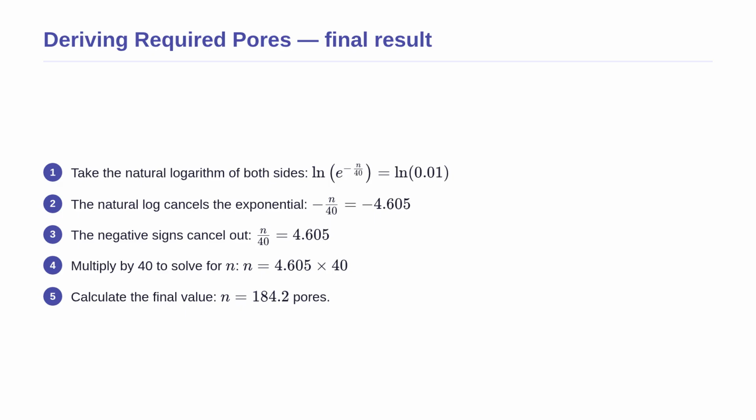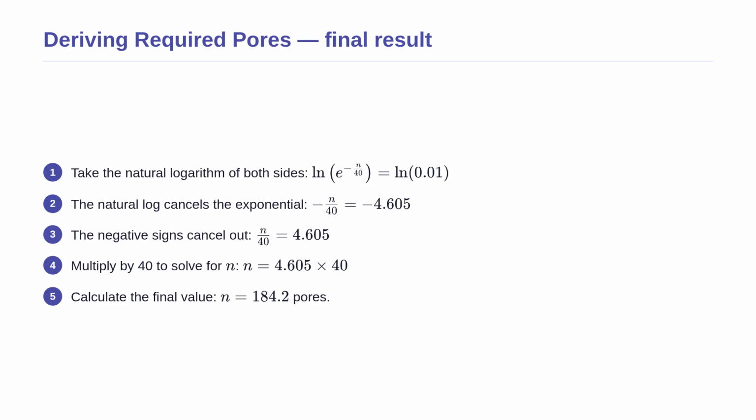Now that we have isolated the exponential term, we must extract our variable from the exponent. To do this, we apply the natural logarithm to both sides. Because the natural logarithm and Euler's number are inverse functions, they cancel each other out on the left side, bringing our exponent down to the baseline. On the right side, the natural logarithm of 0.01 is approximately negative 4.605. The negative signs naturally cancel out. Finally, we multiply both sides by 40 to get 184.2.